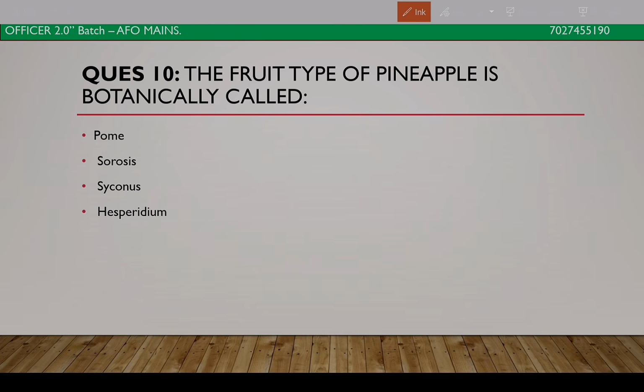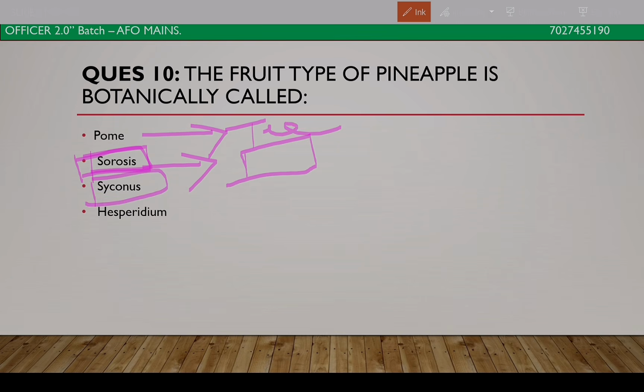Now the next question is, the fruit type of pineapple is botanically called. Fruit type of pineapple is botanically called sorosis. Okay. And it is not a true fruit. In case of sorosis, the whole inflorescence turns into the fruit. All the flowers present in the inflorescence turn into the fruit. Similarly, pome we can see in case of temperate fruits, syconus we can see in case of fig, and hesperidium we can see in case of citrus.